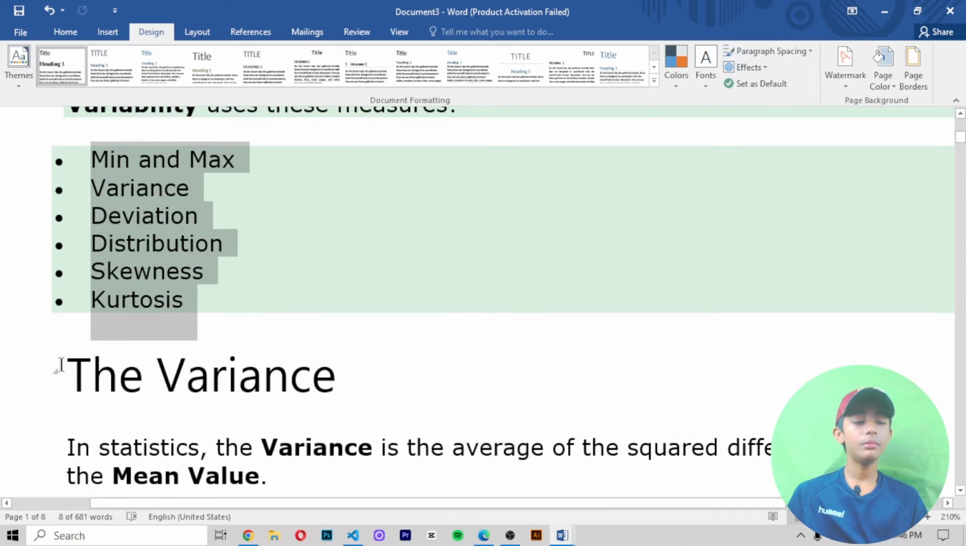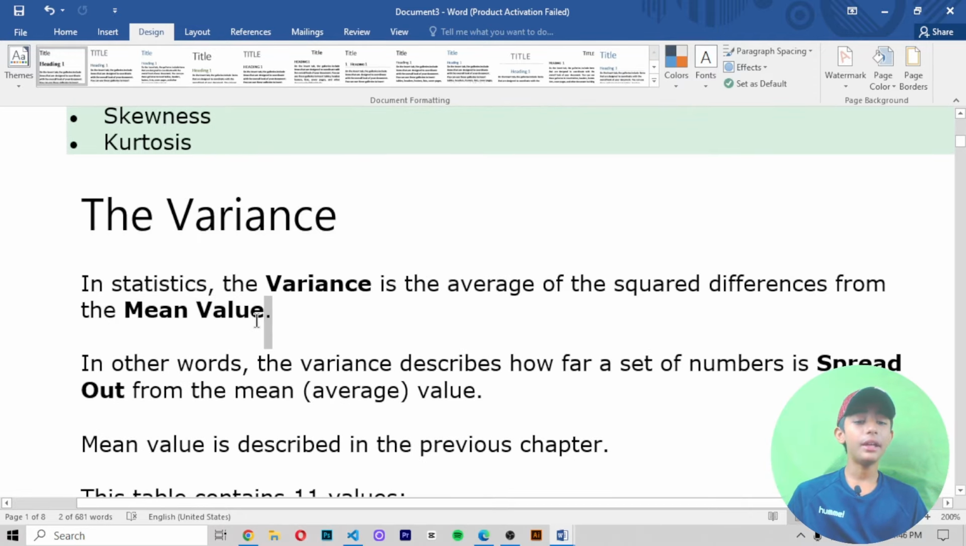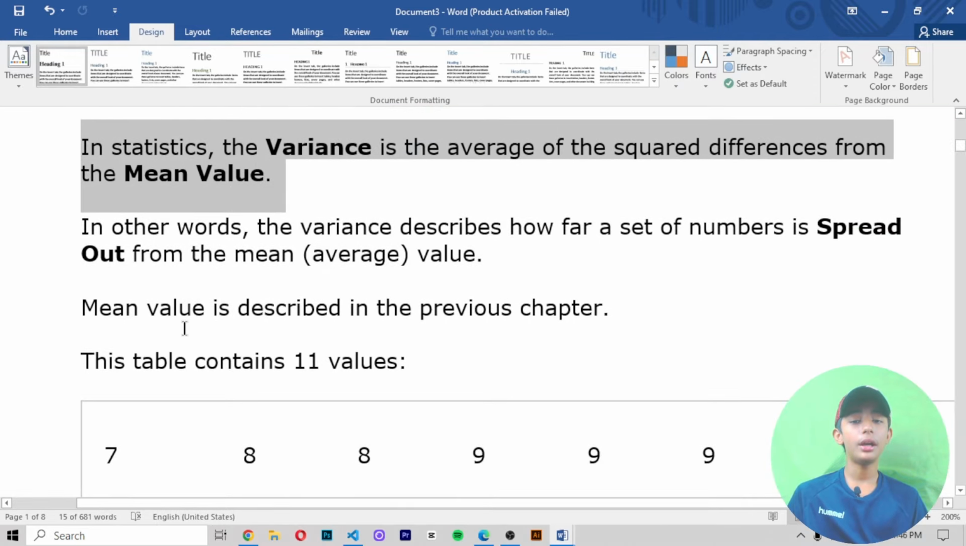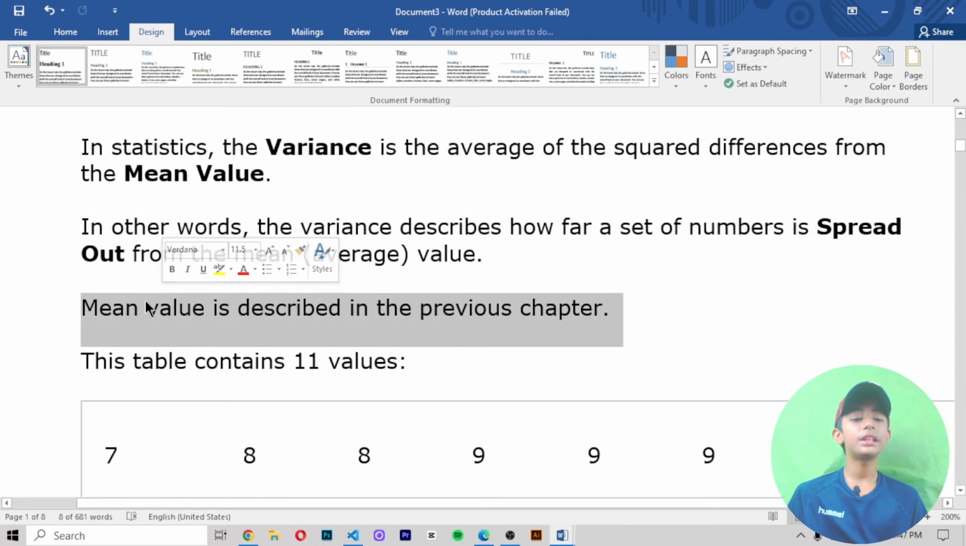Okay, and the variance. In statistics, the variance is the average of the squared differences from the mean value. In other words, the variance describes how far a set of numbers is spread out from the mean average value. Mean value is described in the previous chapter. I've already told you about the mean value in the previous chapter. I hope your concept will be clear about it.